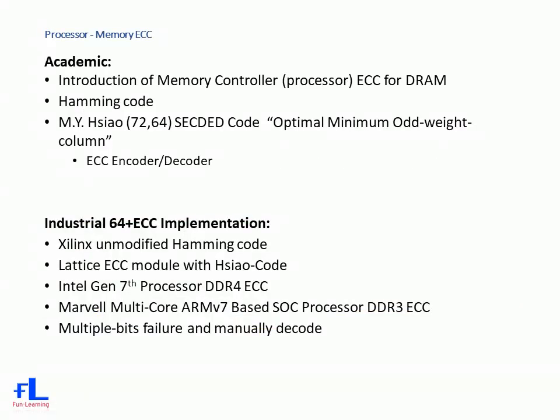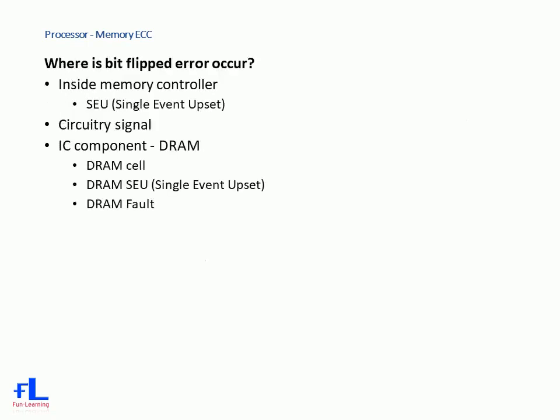This course is arranged in 3 sections. First, we will learn about the theories of DRAM ECC from an academic perspective. Then continue smoothly to industrial 64-bit plus ECC implementation. The last section discusses where bit flipped errors occur, and their causes.